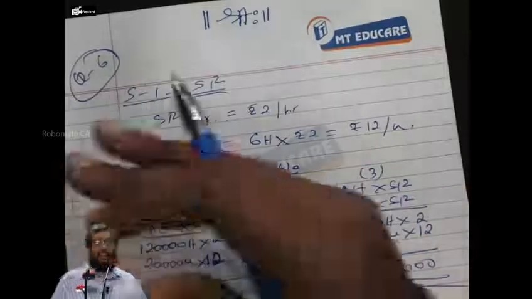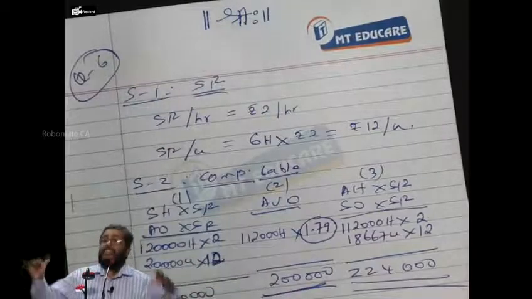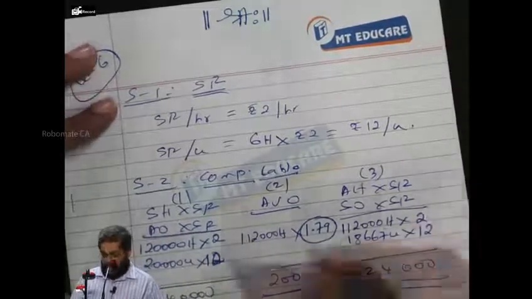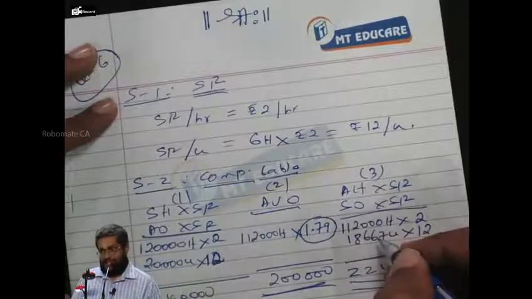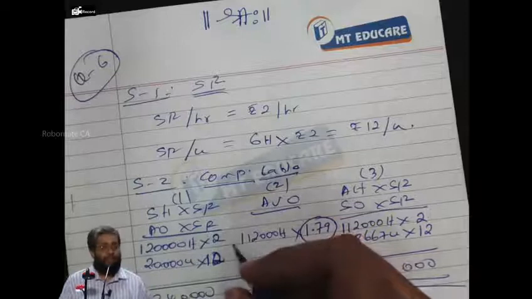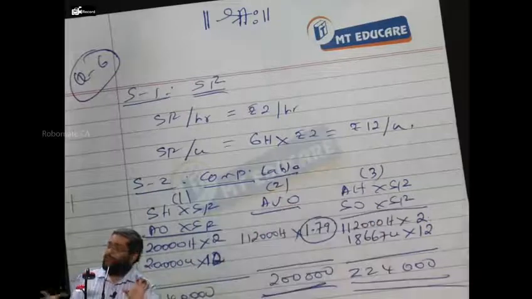Yes or no? I can measure my efficiency in two ways: in the time taken, and in the output produced. In the output produced, I should have produced 18,667 units. But I produce 20,000 units. I produce more or less? More. With the same cost, I produce more.